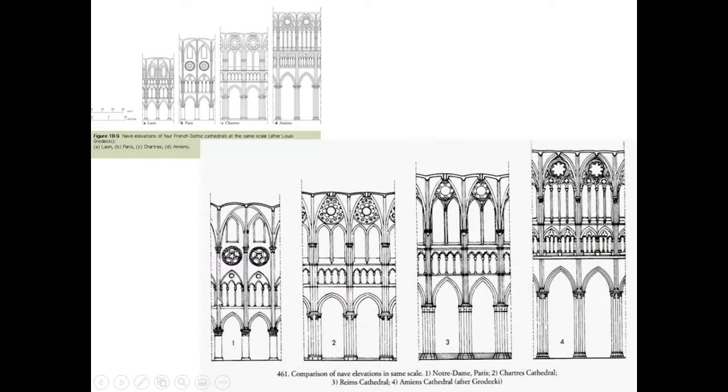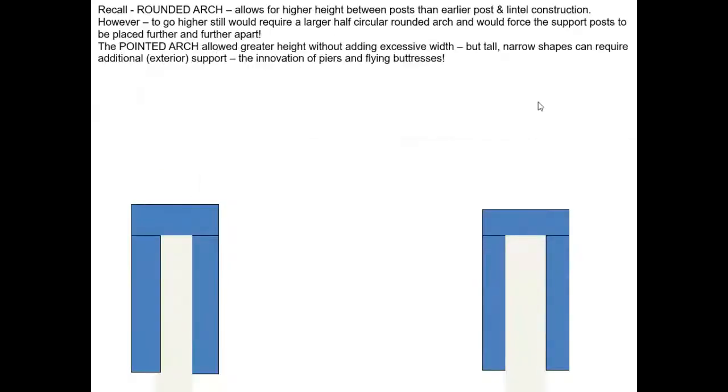In this case, we can look at here, Notre Dame in Paris. You can recognize Notre Dame at its initial elevation using these circular elements for the windows below the lancets. 2 is Chartres Cathedral, 3rd is Reims, and 4 is Amiens. You can see that the churches, as we develop through the Gothic, get taller and taller.